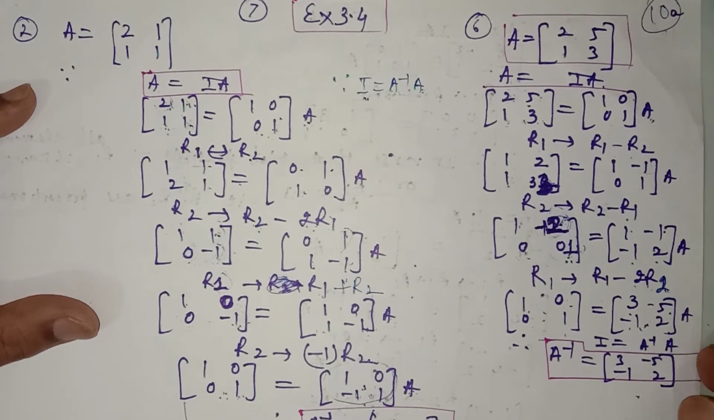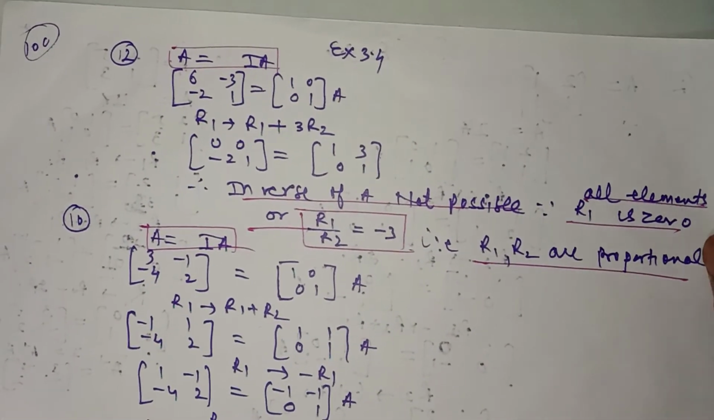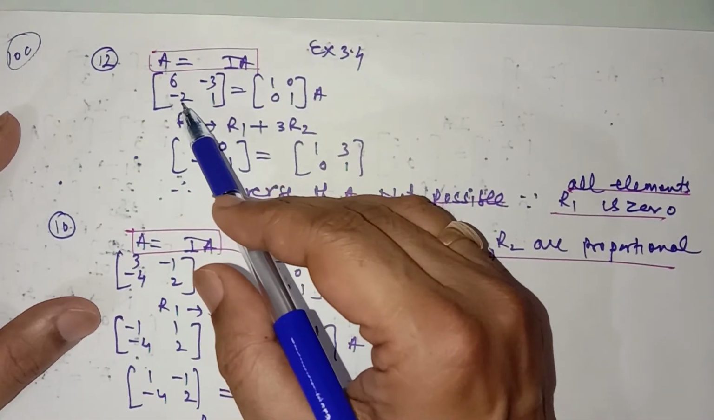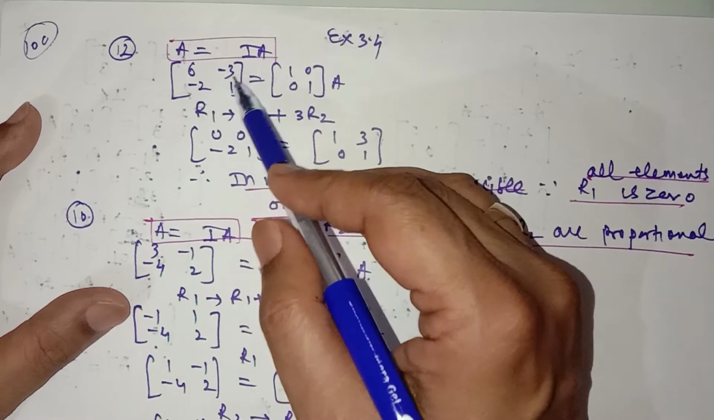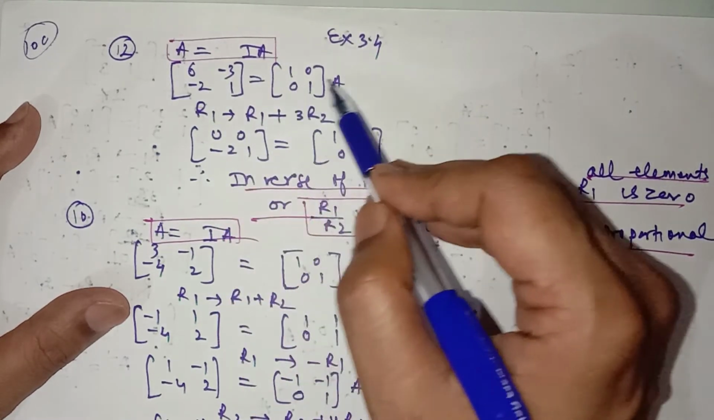So this is the method to find the inverse of a matrix by elementary transformation method, and you can use the property in the row as well as columns. Now let us take question number 10 of exercise 3.4. Again the matrix A is given as 6 minus 3 minus 2 1, so A is equal to I into A.